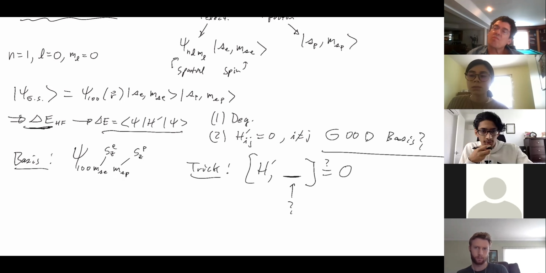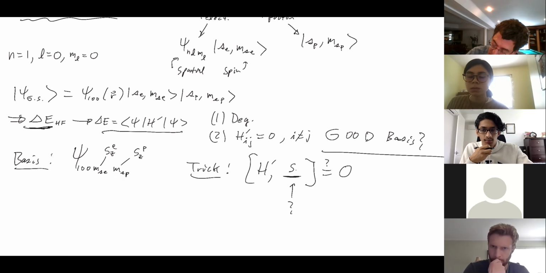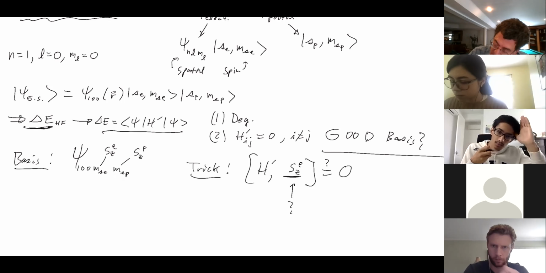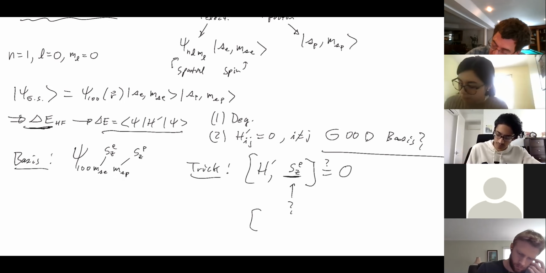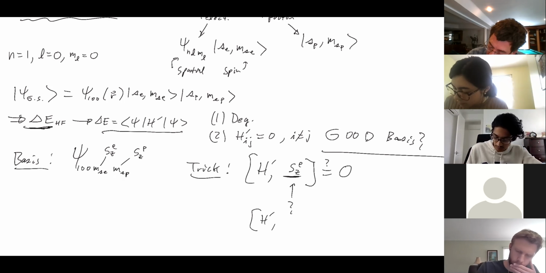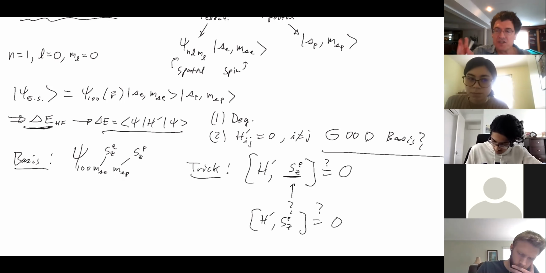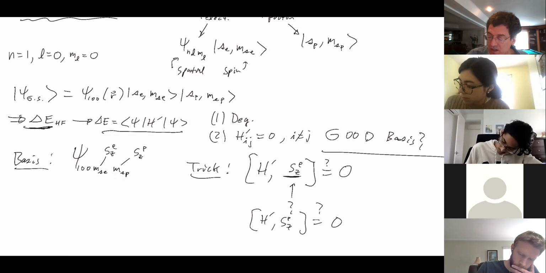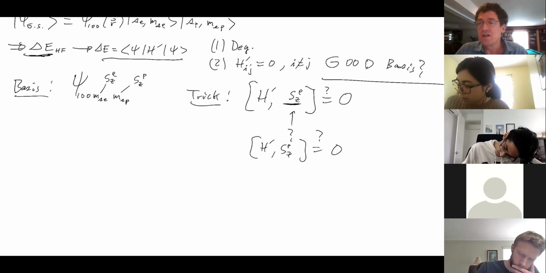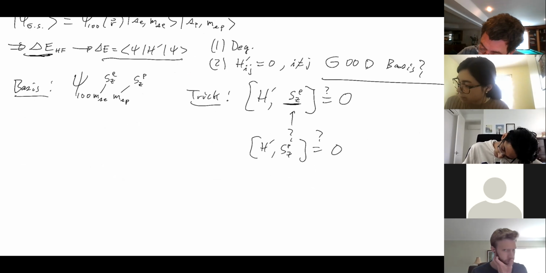S sub z for both the electron and for the proton. That's exactly right. S sub z e. And we also have to check if h prime s sub z p equals 0. That's exactly right, because those are the operators that index the degenerate subspace. So I just want you to see how it's the exact same trick that we used before. It's always the same, even though the details might change. So let's answer that question.